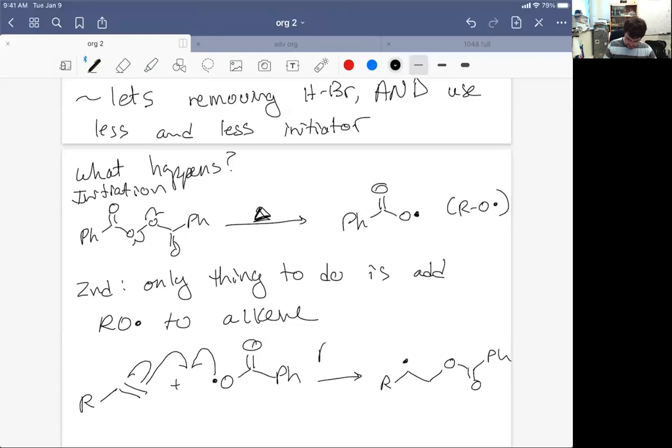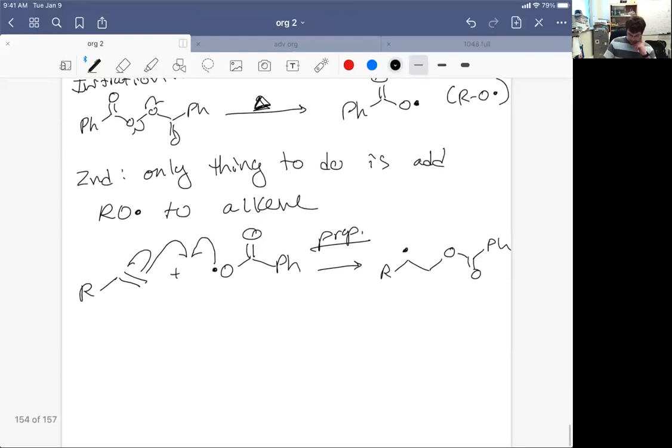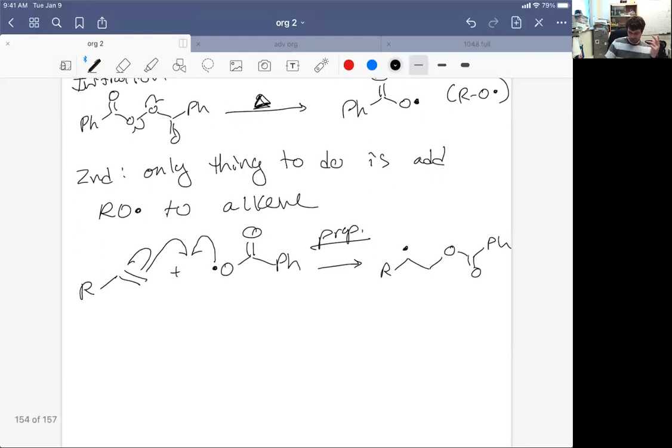All right, so that is a propagation step. Even though we have two molecules on the left and one molecule on the right, we still have one free radical on the left, one free radical on the right. So this is a propagation step. Now what do we do? What I want to point out is that we have very little of this free radical initiator around, because I said we're using less and less of it. So what do we do next?